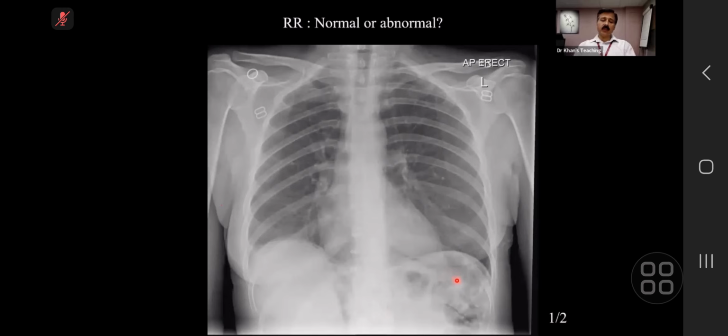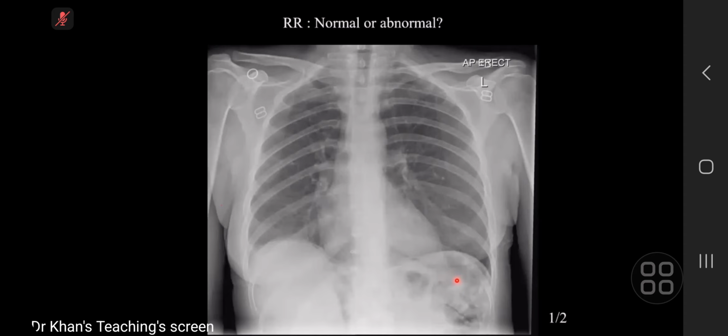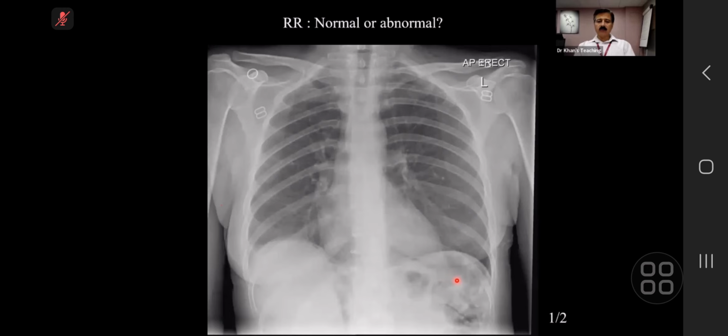Now, rapid reporting, normal or abnormal? Abnormal. There's a gas underneath the right hemidiaphragm. So it's pneumoperitoneum. And do you see anything in the chest? Gas anywhere? Just trying to look for the mediastinum.